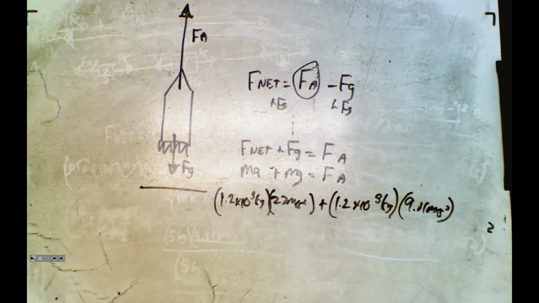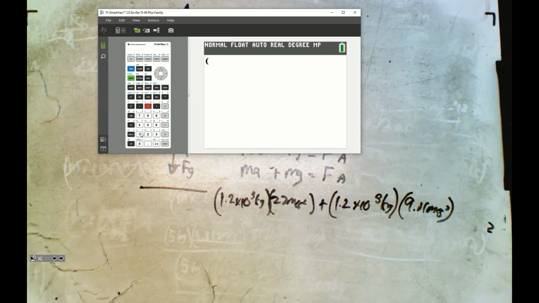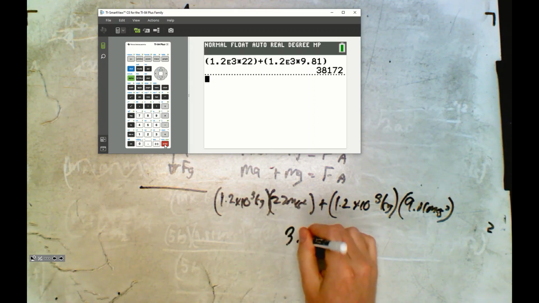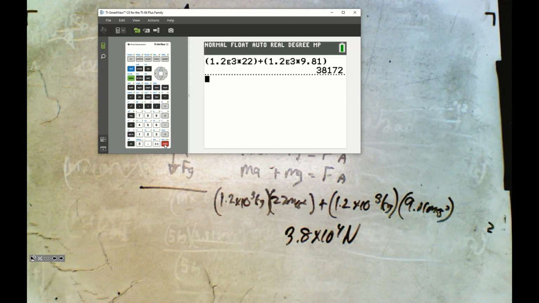And if we type all that into our calculator, 1.2 times 10 to the 3 times 22, and we add that to 1.2 times 10 to the 3 times 9.81, we end up getting 3.8 times 10 to the 4 newtons, which makes D the correct answer.